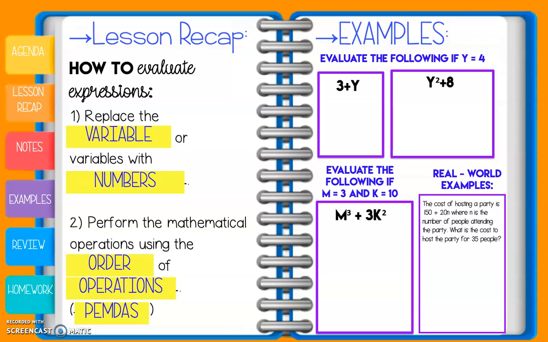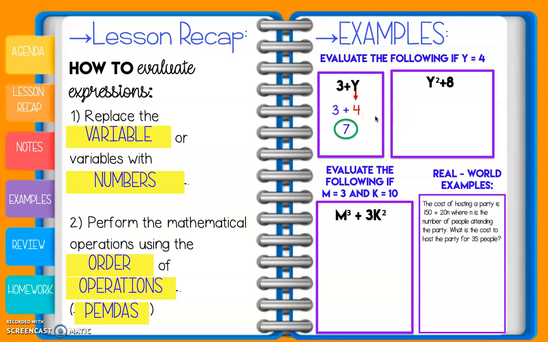It says evaluate the following if y equals 4. So first thing I'm going to do is replace all of the y's that I see with a 4. So instead of 3 plus y, I'm going to have 3 plus 4. And then I'm just going to evaluate using the order of operations. This one is a one step, so 3 plus 4 gives us a 7, so we're done.